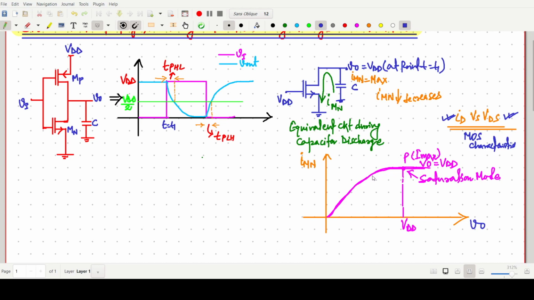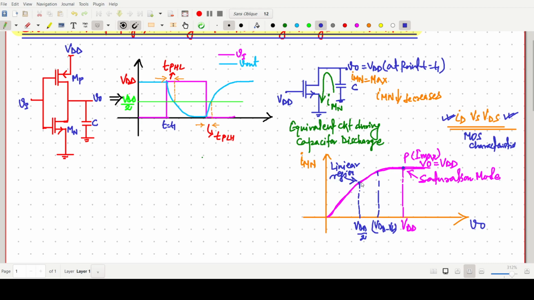If we think about VDD by 2, we mark some point there. Up to this point it will keep discharging, and at this point we can say it is in the linear region. In between there will be some point, that is our VDD minus VT. It is a simple observation.